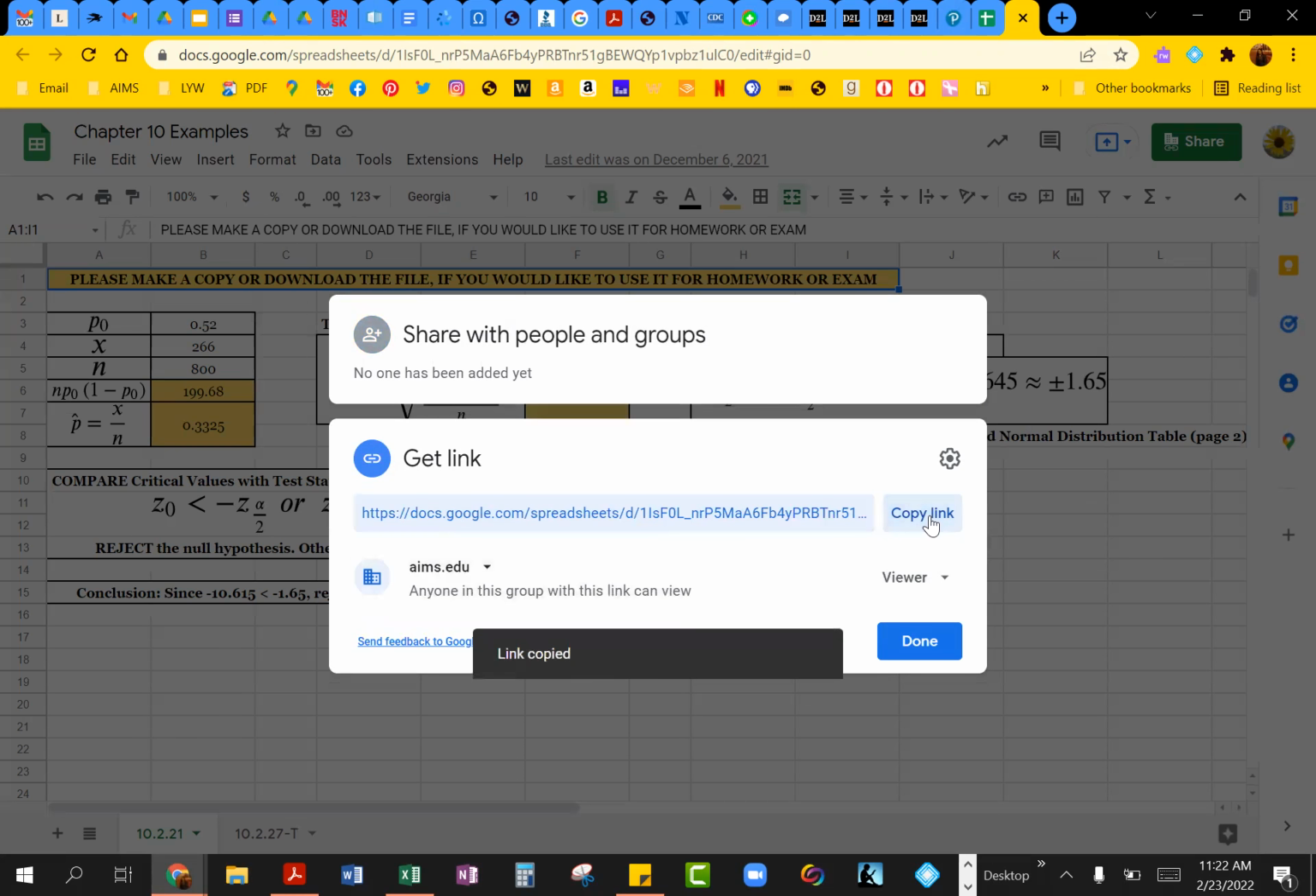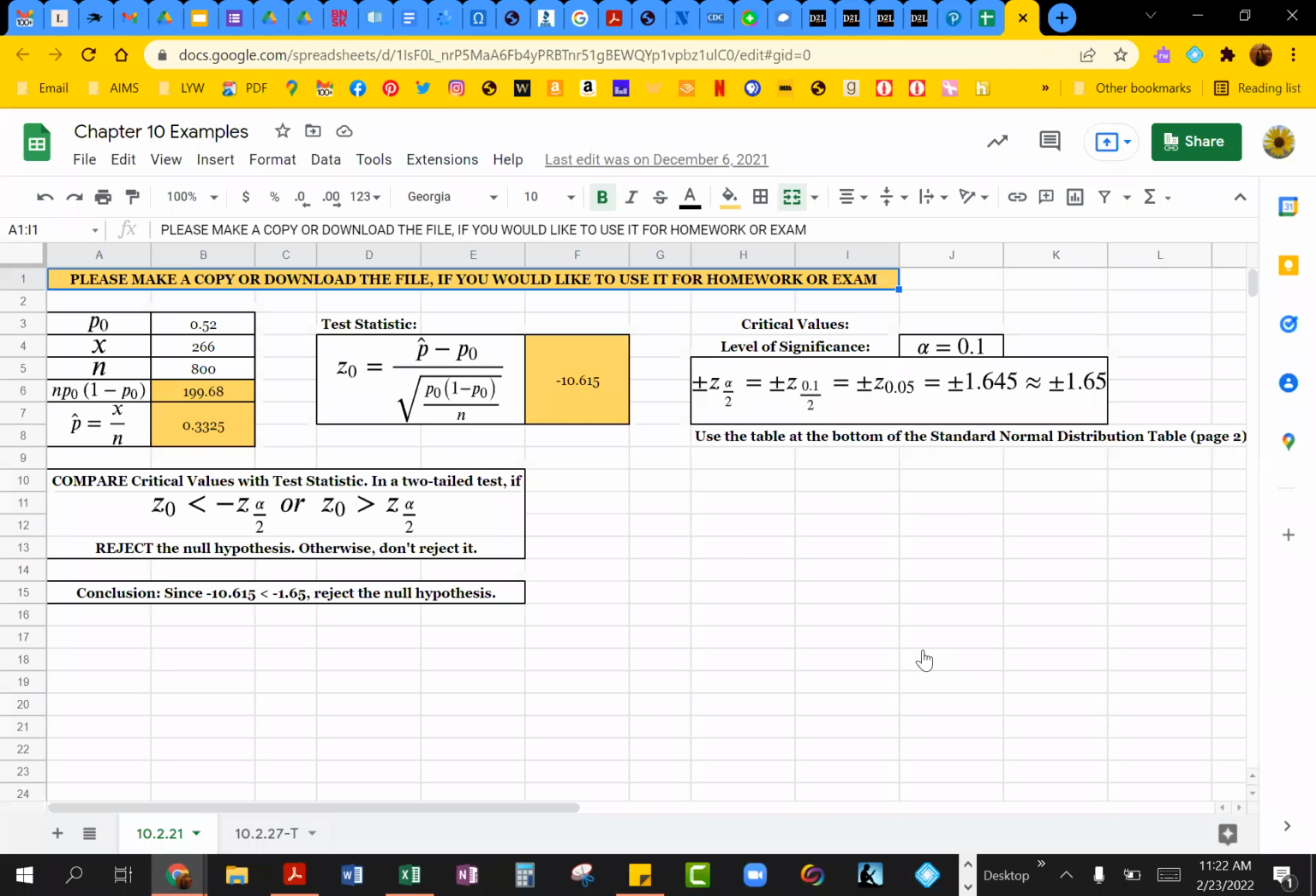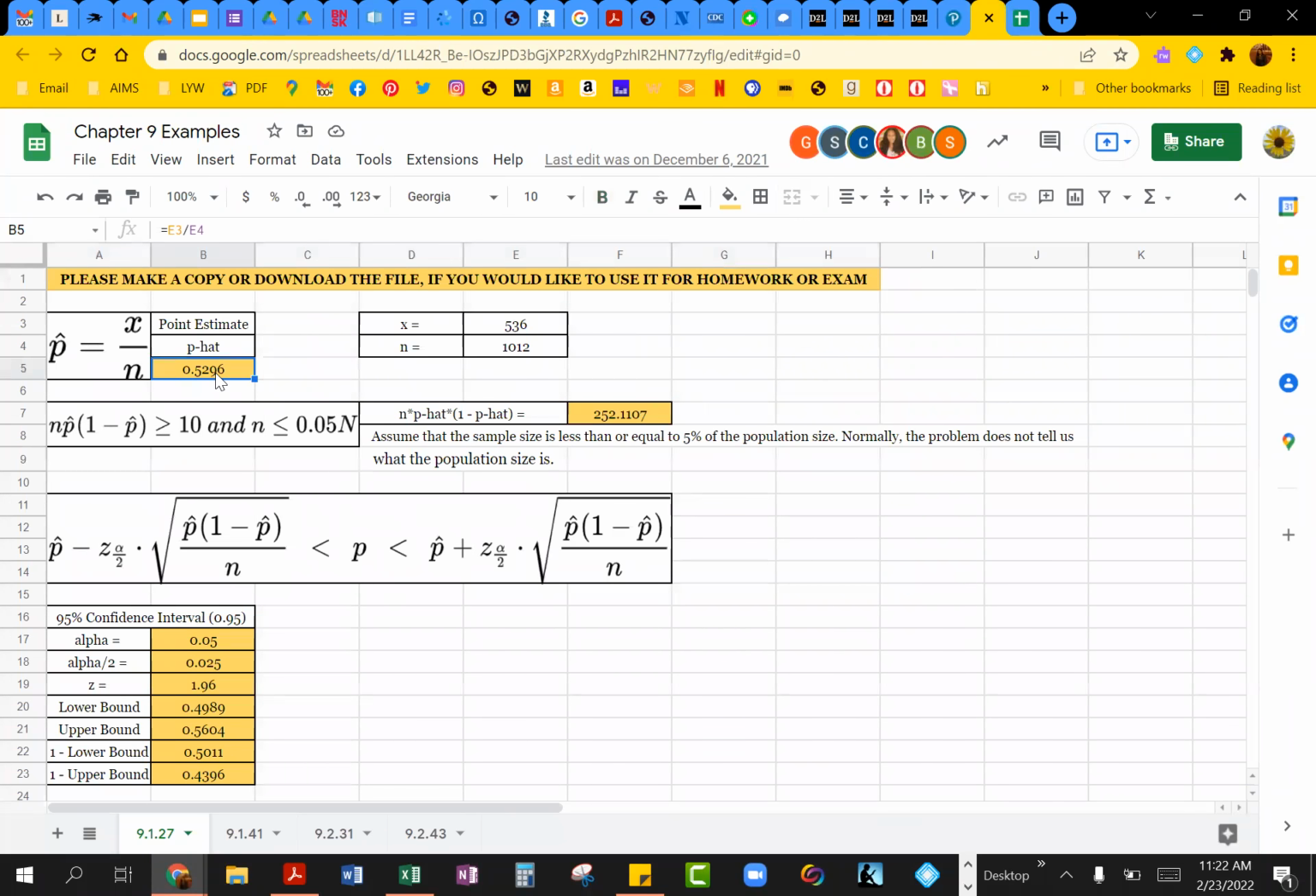And again, make sure you're in your ames.edu email address, so that you will be able to access these files. The first link will take you to the chapter 9 document, and the second link will take you to the chapter 10 document. And I'm going to go ahead and clear these answers out, because I think this is the last time I used it.